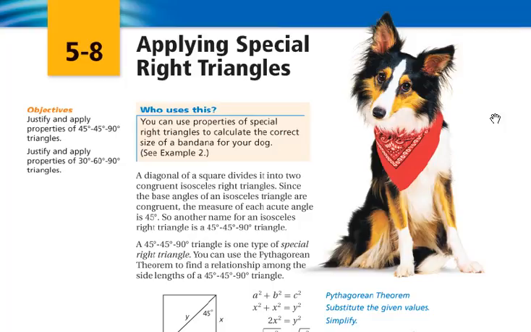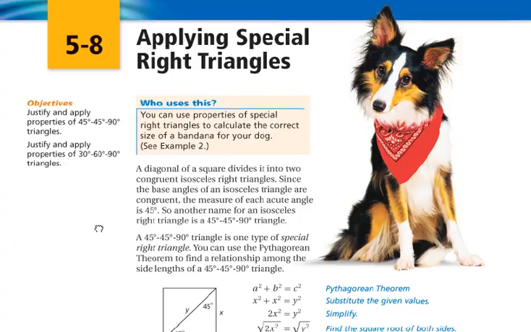I wanted to quickly go through Chapter 5, Section 8 here with you, applying special right triangles. This is the last section of this chapter, so we're wrapping it up with some special right triangles. A couple of things as we go through this, just to remember some of the things we've talked about with the Pythagorean theorem and the different properties of triangles as well. You want to keep all those things in mind as we go through this.